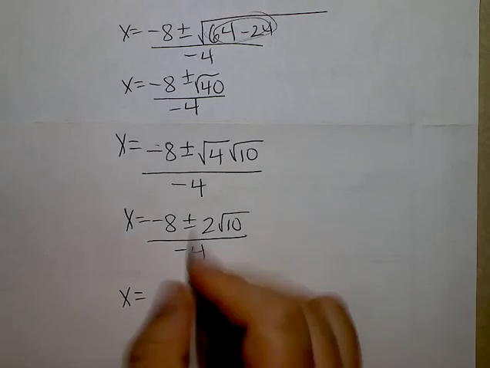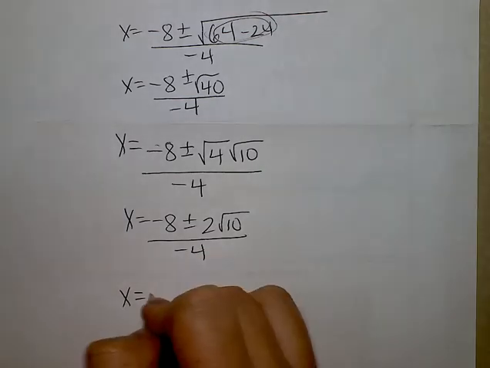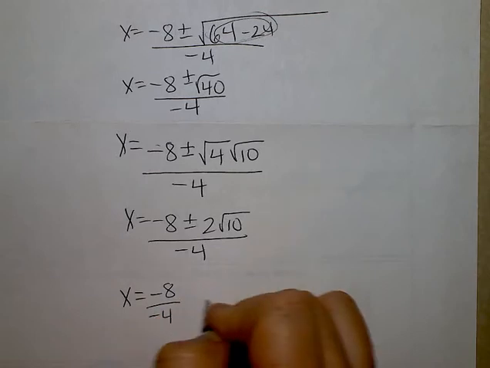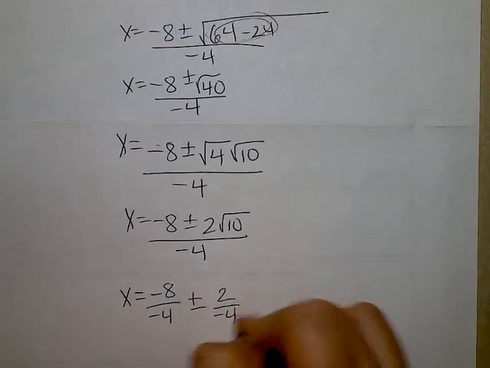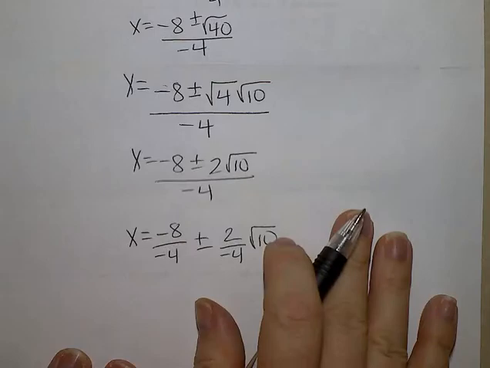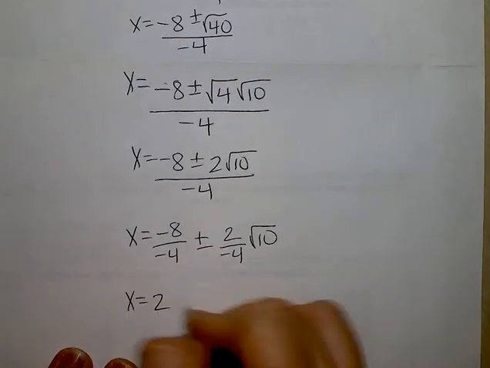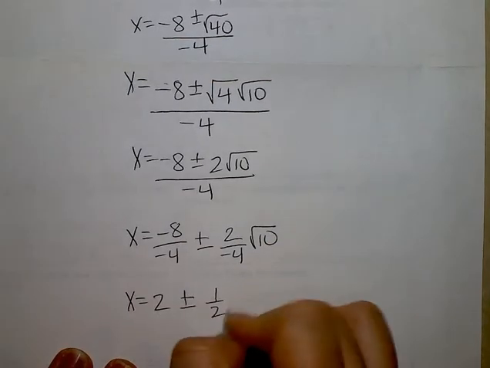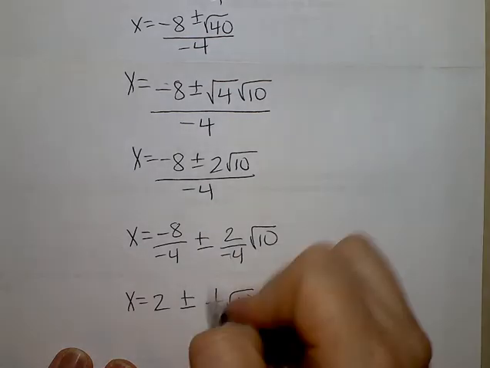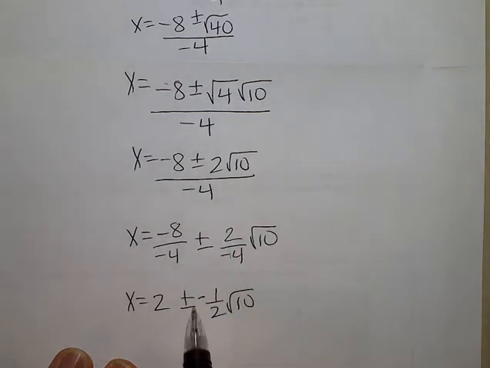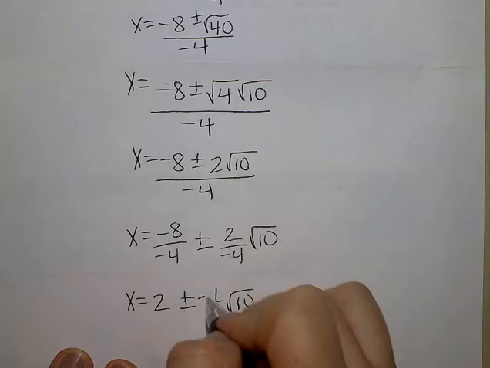Okay, now I'm going to separate this. Here we go. And I know this is a negative 1/2. Just recognize a positive times a negative would be a negative, and a negative times a negative would be a positive. So I don't really need to put that into play.